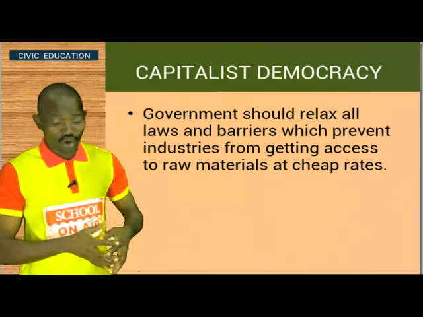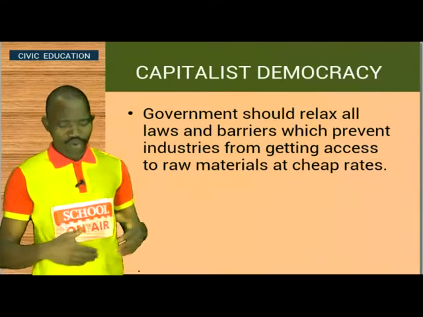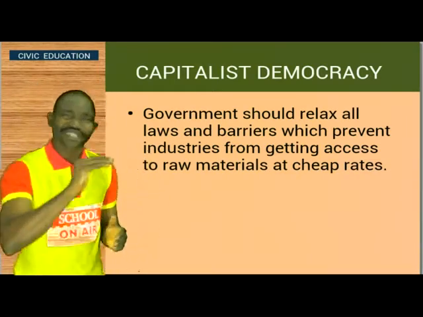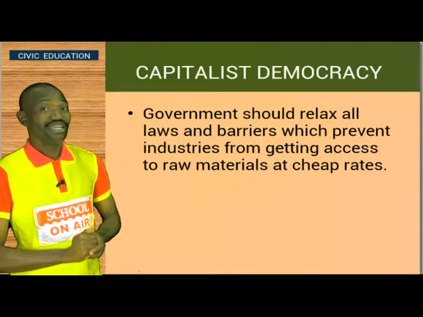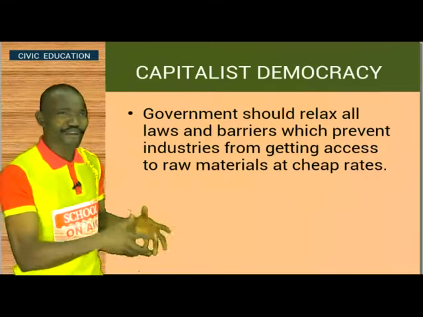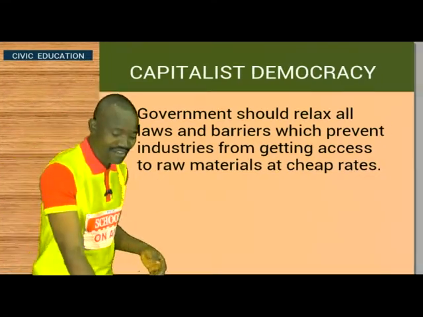Government should relax all laws, all barriers, preventing industry from getting access to raw materials at cheap rate. They must have unfettered access to raw materials, even at cheaper rate. This will in turn affect the level of production and the prices of goods and services.